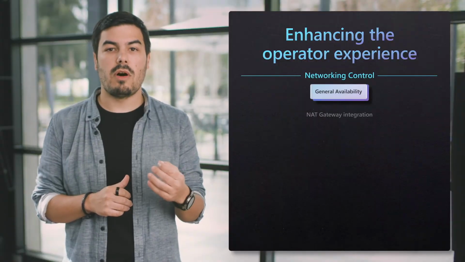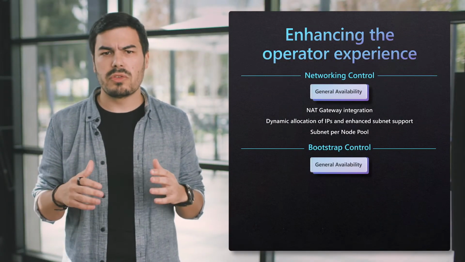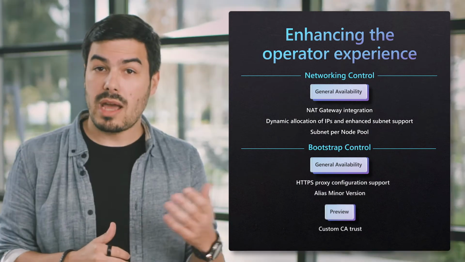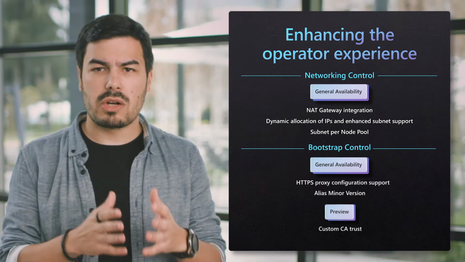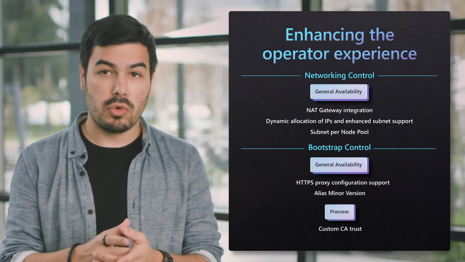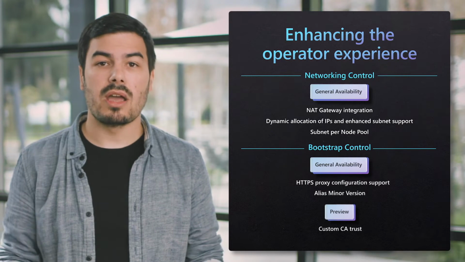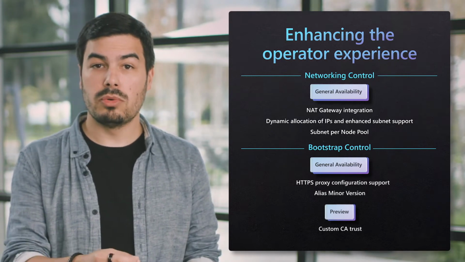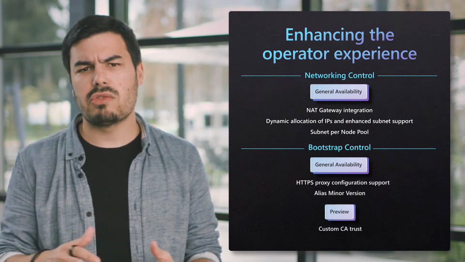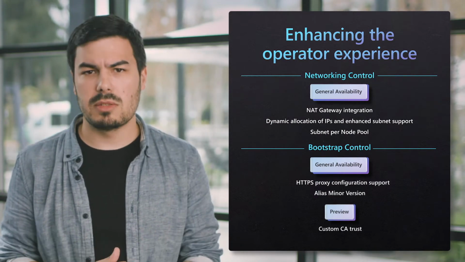AKS is constantly evolving to ensure cluster operators have all the tools at their disposal to meet their and their organization's needs with ease. On the networking space, we're happy to announce the general availability of NAT gateway integration as the preferred egress option for your clusters. And on Azure CNI, we're GAing support for subnet per node pool, dynamic allocation of pods, and pod subnets, allowing you to have very granular control and efficiency for your IP space.